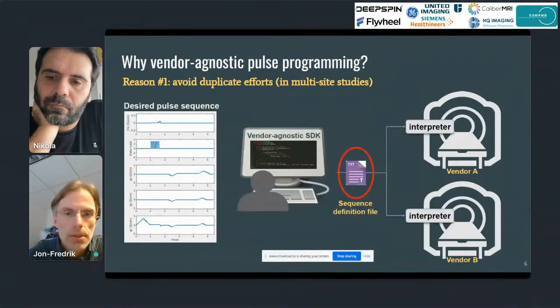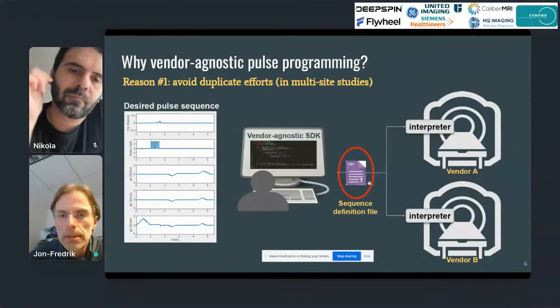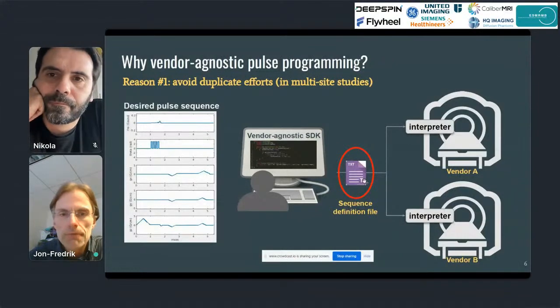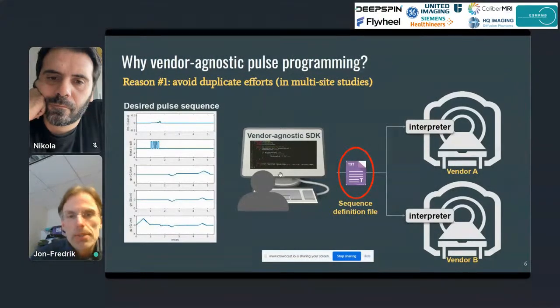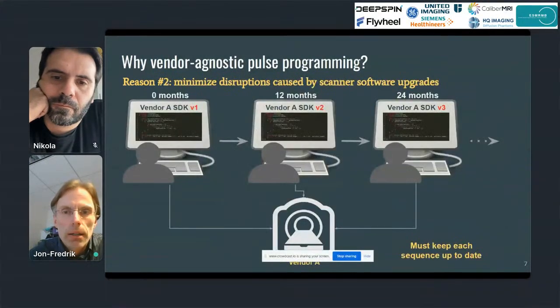So the basic idea behind PulseSeq is to encapsulate the sequence in a sequence definition file that can then be sent to different scanners. So that's kind of the idea. So the sequence programmer only needs to define the sequence once, and that should, in principle, work on multiple scanners. So it saves time. Another important reason, a practical reason, is that it minimizes disruptions caused by scanner software upgrades.